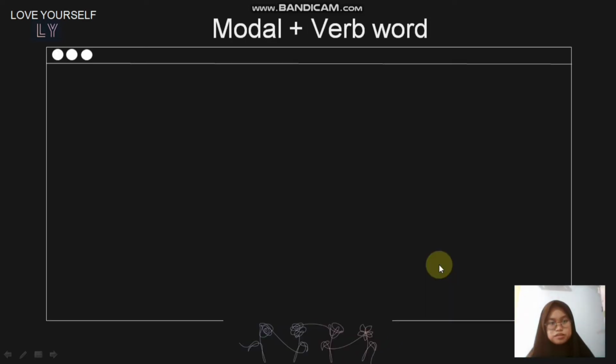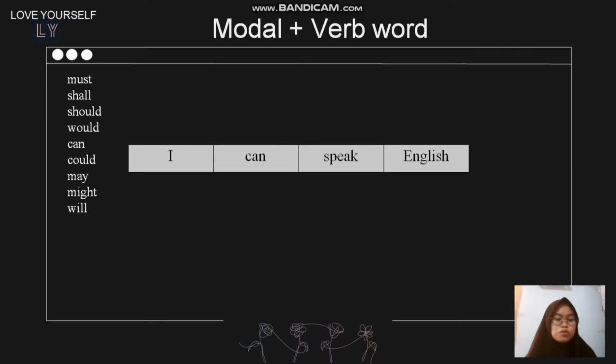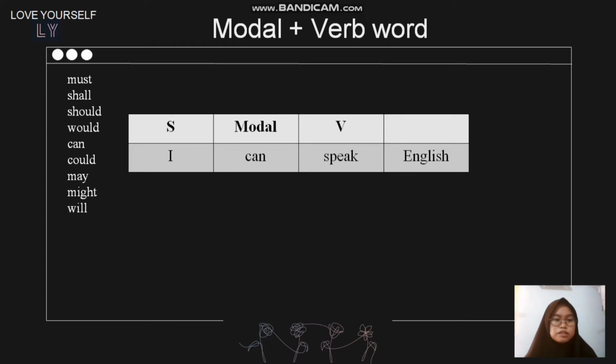Okay, the last problem, modal plus verb form. Modals are must, shall, should, would, can, could, might, may, will. And the formula is subject, modal, verb. I can speak English. I becomes the subject, can becomes the modal, and speak becomes the verb.